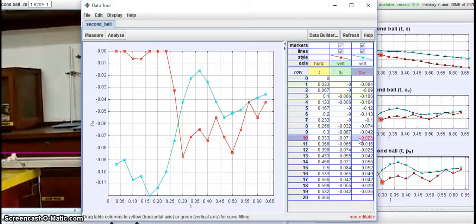Now, this is what is magical about tracker. We can show the student how to analyze data from the table and from the graph. This is saving so much time compared to when we used the old-fashioned ticker timer.